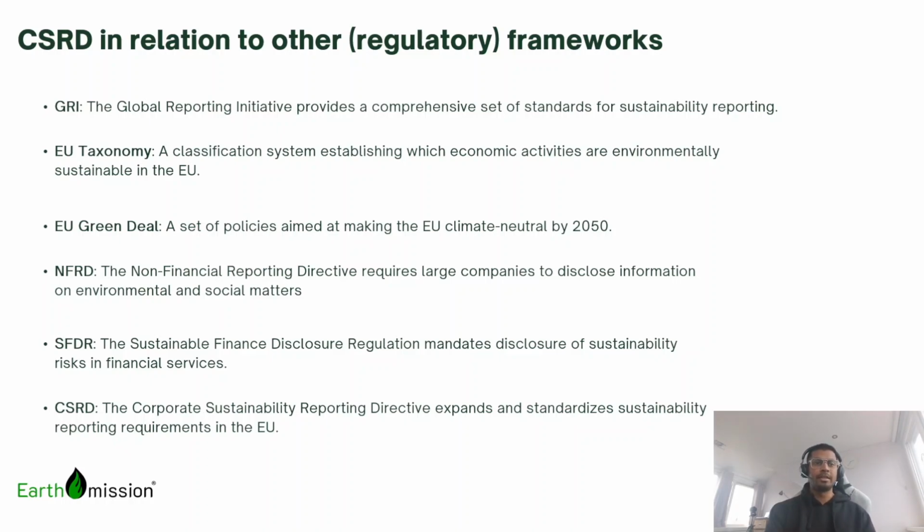So for them it should be easy in doing. And the other one is EU taxonomy. So it's a classification system establishing which economic activities are environmentally sustainable in the EU. So this is also part of the EU Green Deal. So there is a flow which we are going to also see in the next slide. And then the EU Green Deal is very important. It is a set of policies aiming to make the EU climate neutral by 2050.